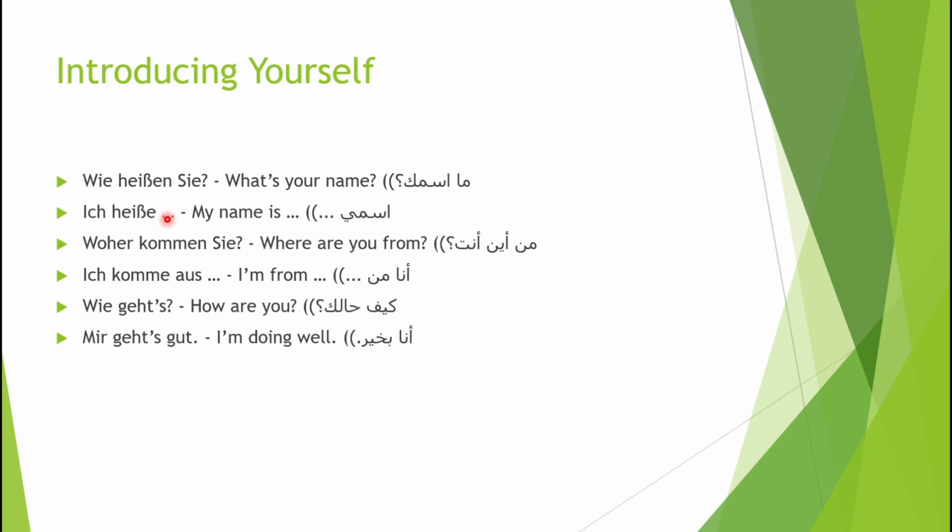Ich heiße, and your name. Woher kommen Sie? It means where are you from? And you answer with Ich komme aus. Ich komme aus Ägypten. And then if someone asks you wie geht's or wie geht's dir, it means how are you? You just say mir geht's gut. I'm doing well.